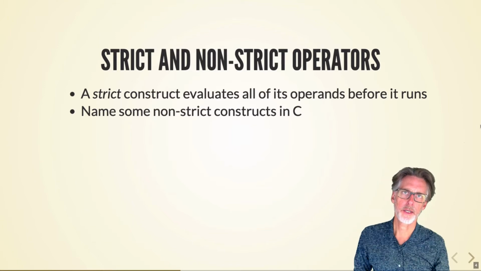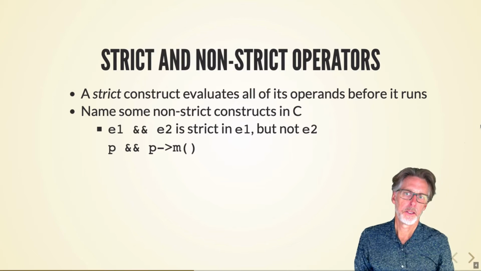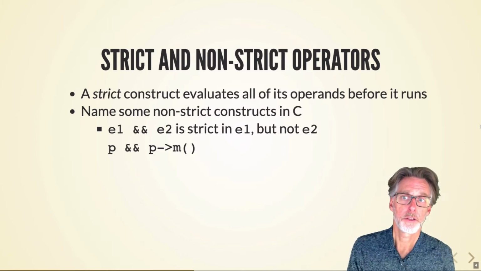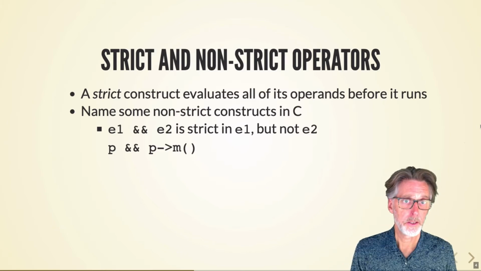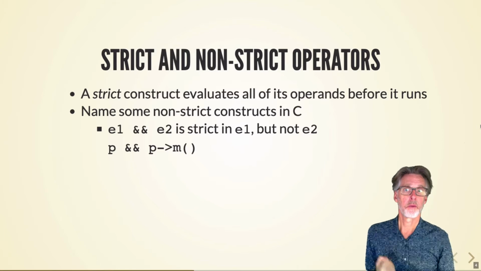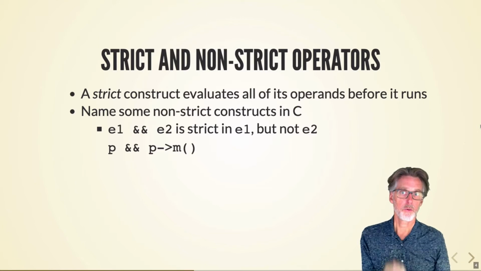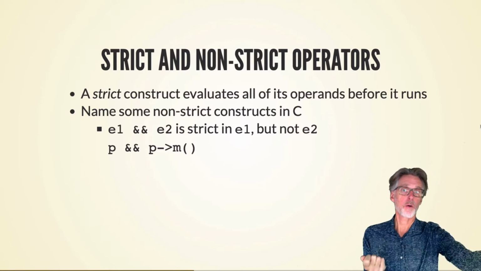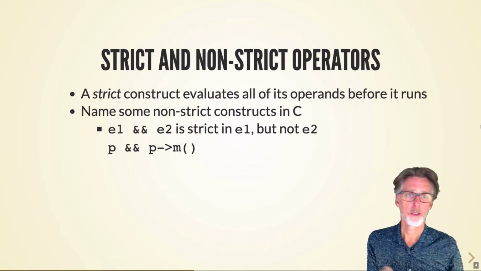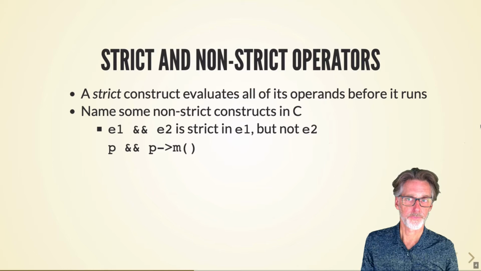The one that usually comes to mind first is the double ampersand operator. Double ampersand is not strict. So what does it mean to say E1 and E2? Well, in order to evaluate this expression, first we evaluate E1. Then, depending upon the value of E1, we do different things. If E1 is true, then we must go ahead and evaluate E2. But if E1 is false, there's no reason to evaluate E2. The expression immediately returns false.